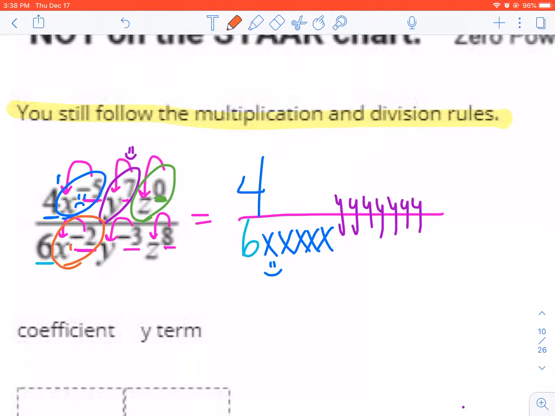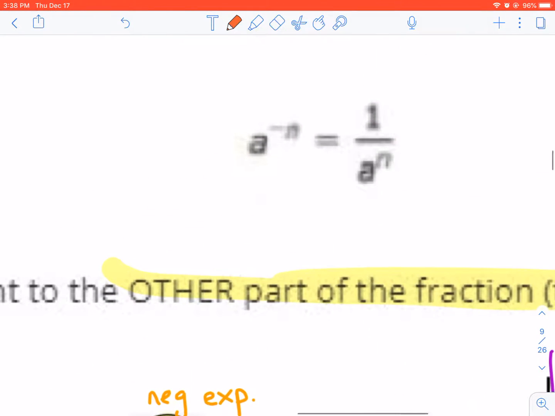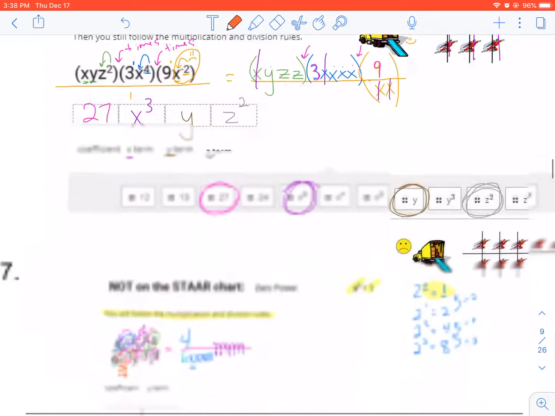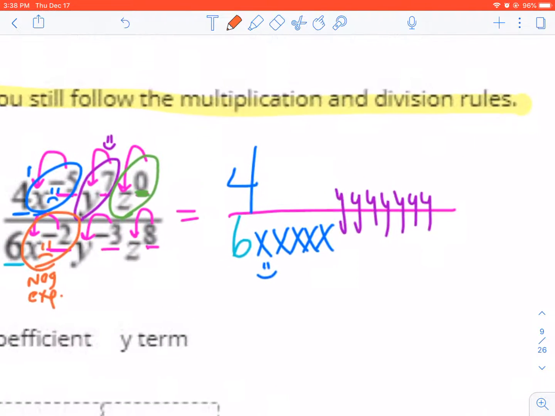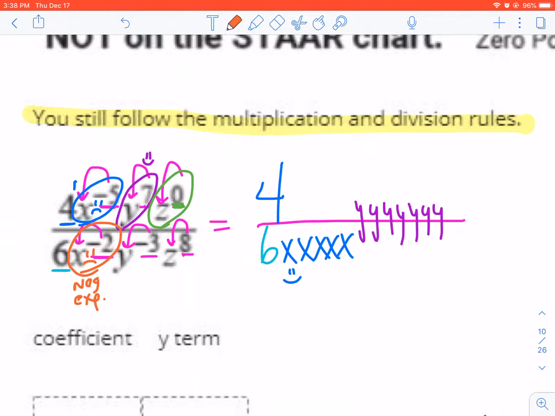X to the negative 2 is unhappy. It's unhappy being on the bottom. Why is it unhappy? Because that exponent is negative. So that negative exponent means that we need to move it. And if we look at our rule for our negative exponents, you can see that it was negative and unhappy on top. So now we moved it to the bottom and it's a positive. Now it's happy. So let's go back to the question that we're on. And just to make things a little bit easier, I'm going to rewrite these negative exponents that were on the bottom to a positive on the top.